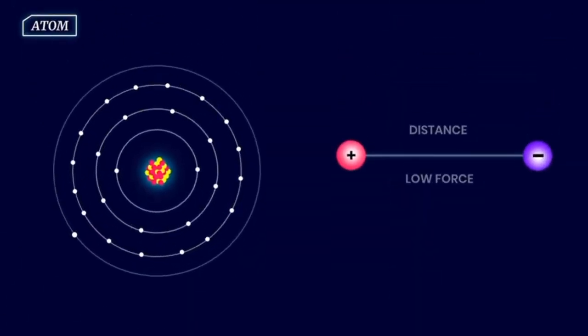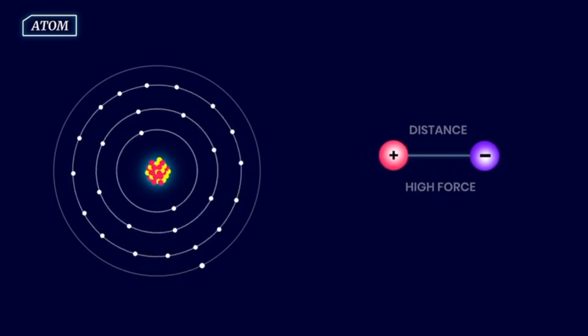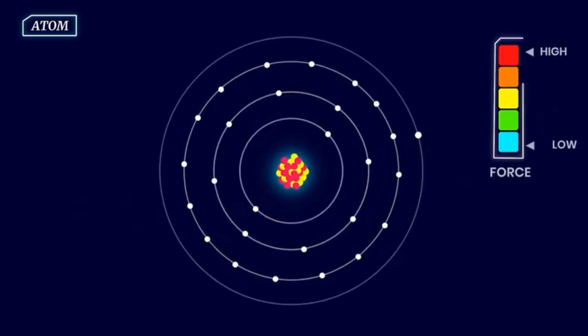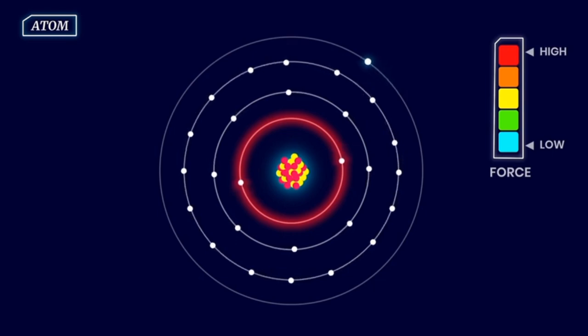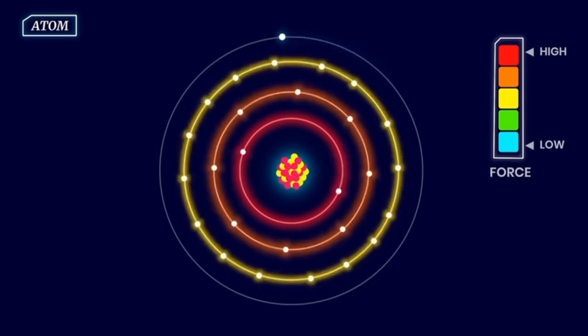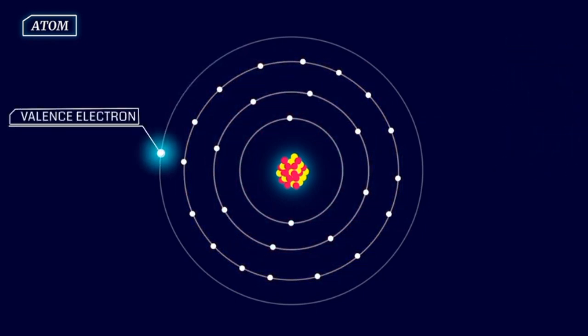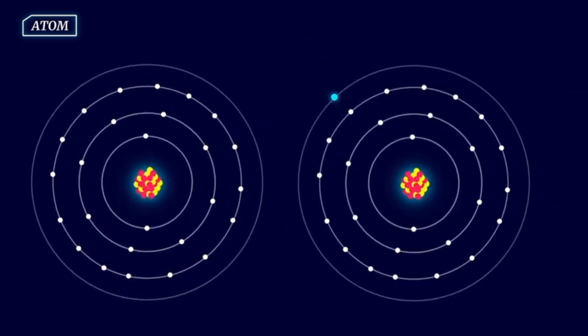As the distance between the positive and the negative increases, there is low force, but as the distance decreases, there is high force of attraction between them. So the first shell experiences high force of attraction to the nucleus, since it is near to the nucleus. Also, this force decreases as you move out to the outermost shell. The electrons in the outermost shell are known as the valence electrons, and they are easier to remove by energy. Due to the large number of atoms, electrons are jumping from one atom to another.